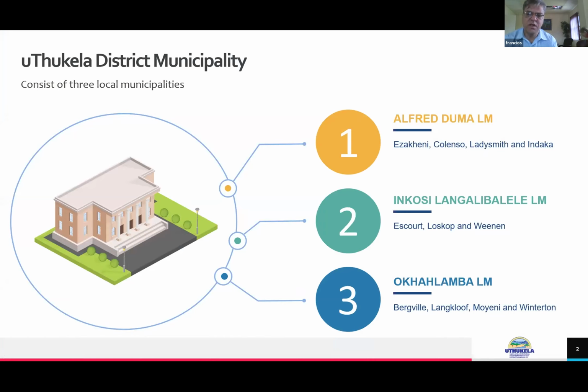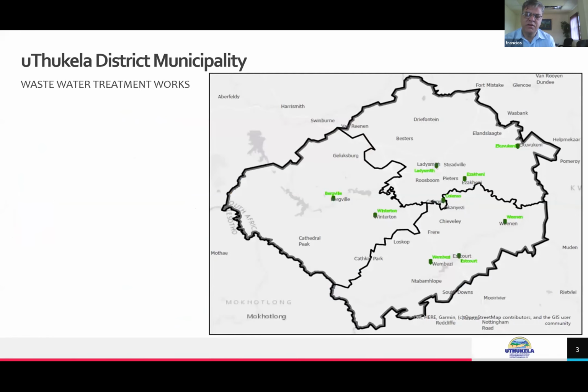Now, the one area is the Alfred Duma local municipality, which consists of your eZakheni, your Kolenzio, and your Ladysmith area. Your second area is your Escourt or the Inkosi Langalibalele area. It consists of the town of Escourt, Loskop, and Winterton. And your third area is the Okotlamba area, consisting of Bergville, Langeloof, and so on. As I said, it's different geographical and socio-economic statuses. The map shows the three different municipalities that we have.